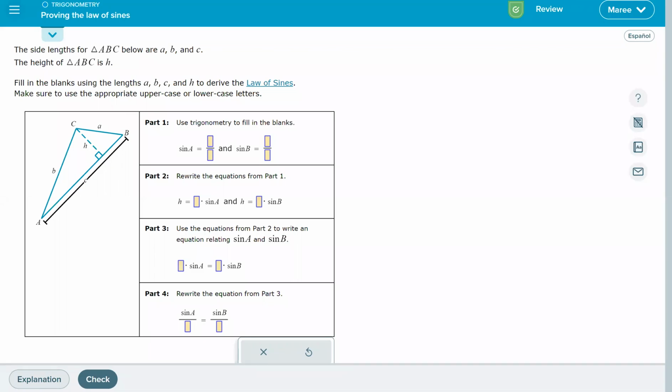In this lesson, we're going to be proving the law of sines. And basically, we're going to go ahead and just fill in the blanks here. So when we say fill in the blanks using the lengths A, B, C, and H to derive the law of sines, make sure to use appropriate uppercase or lowercase letters.